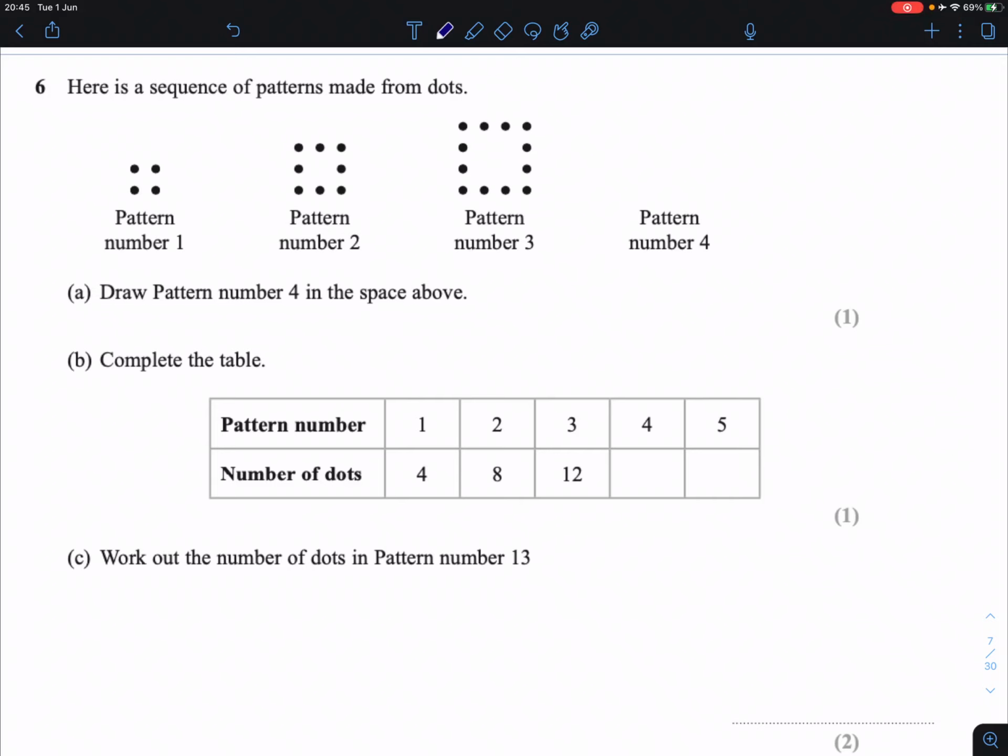Question 6. Here's a sequence of patterns made from dots. We have pattern number 1, 2, and 3, and we're being asked to draw pattern number 4, following the same pattern as those. So what we have here is that the number that the pattern represents, one more than it, is the number of dots along the bottom row. So we have 2 along the bottom, then 3, then 4. So our new one is going to be 5.